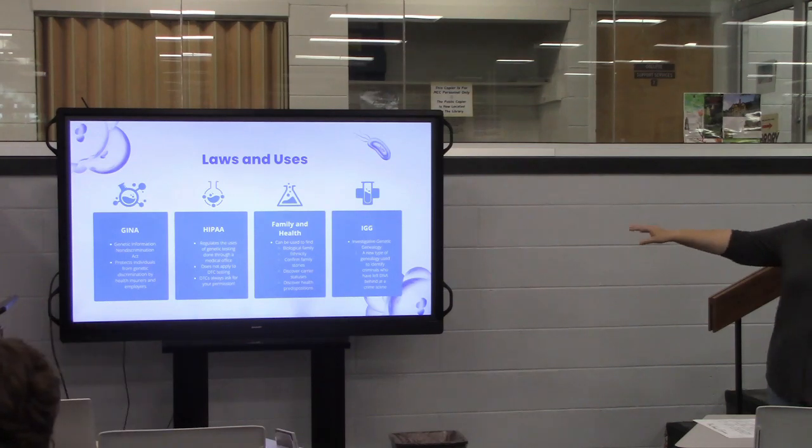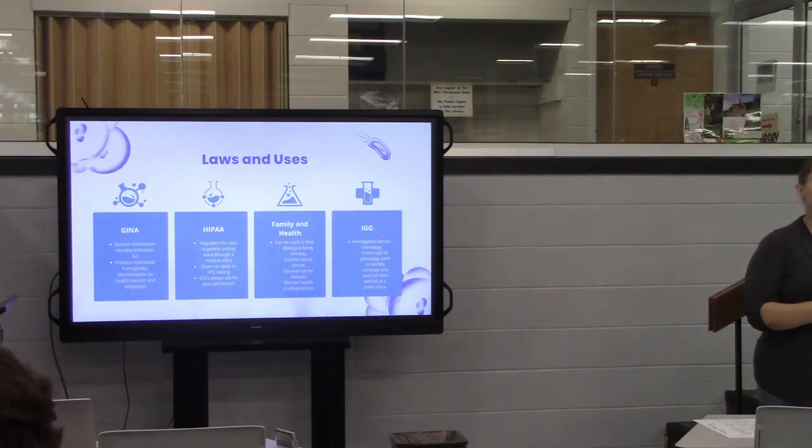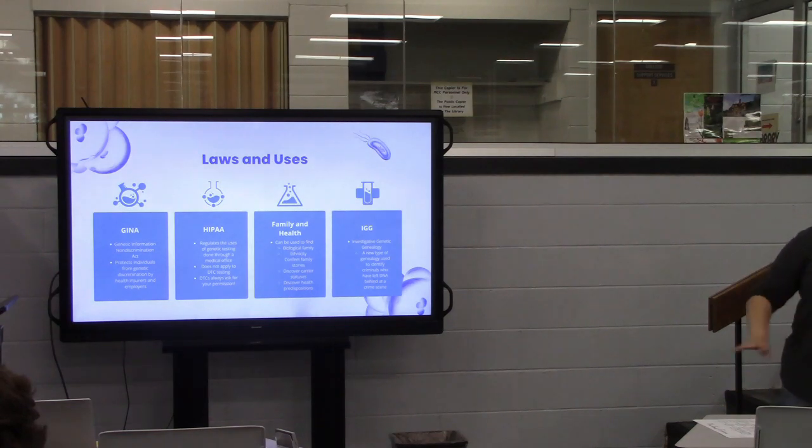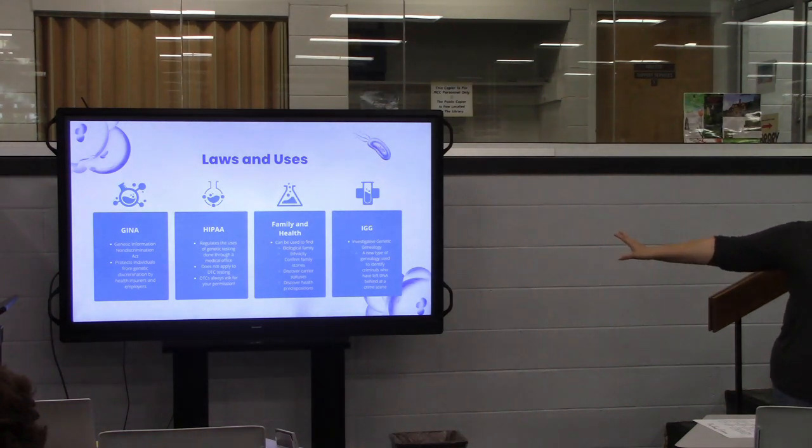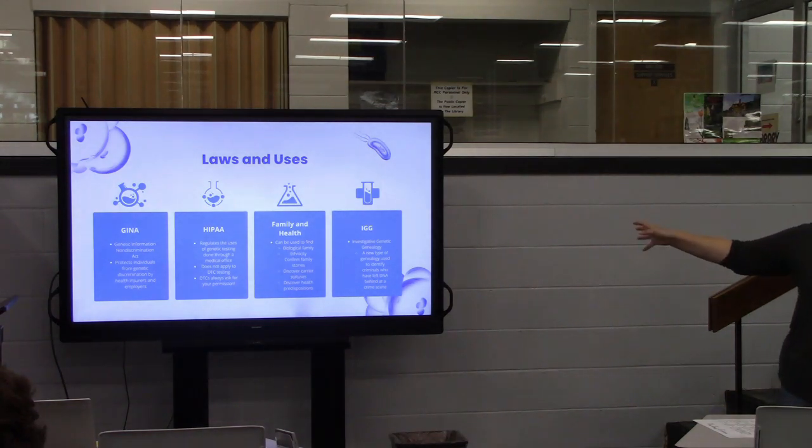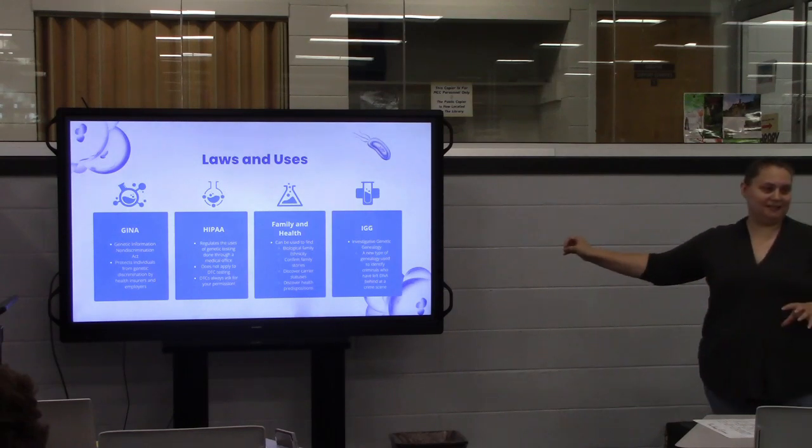Now, another new type of use with genetic genealogy is something called IGG, and that stands for Investigative Genetic Genealogy, and that's a mouthful. This is where the law comes into play. This is how we've started to catch criminals and solve cold cases.